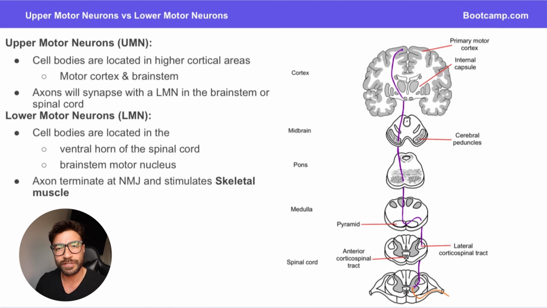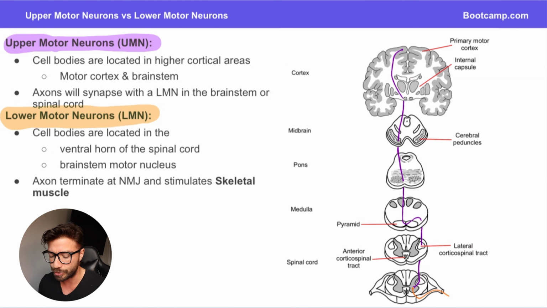So the axons of those lower motor neurons, as they leave, they're going to go to the muscle and they're going to synapse at the muscle at that neuromuscular junction where acetylcholine is released to stimulate that muscle to get it to contract. So we have our upper motor neurons here in purple, and we have our lower motor neuron down here in orange.